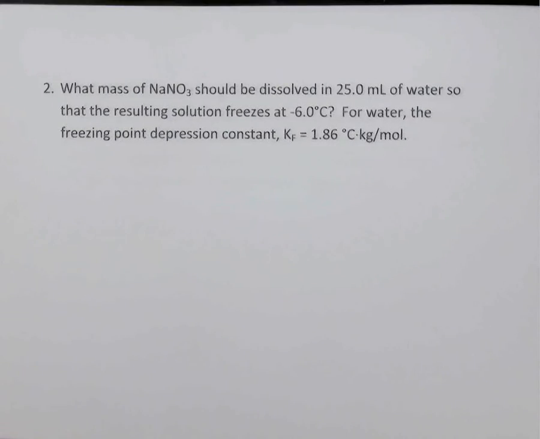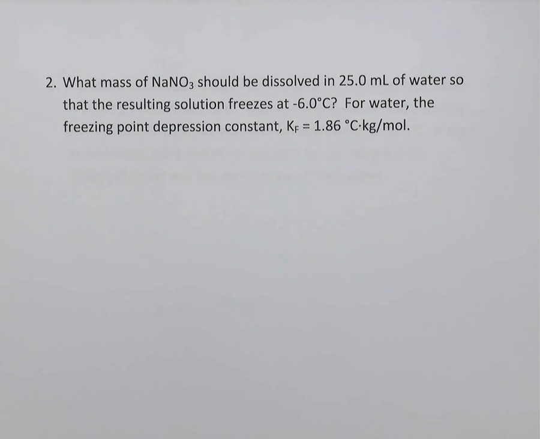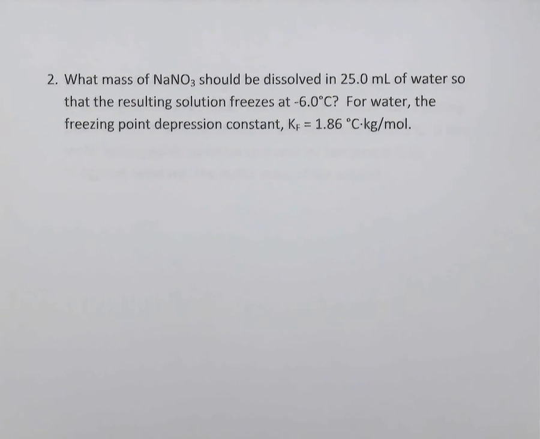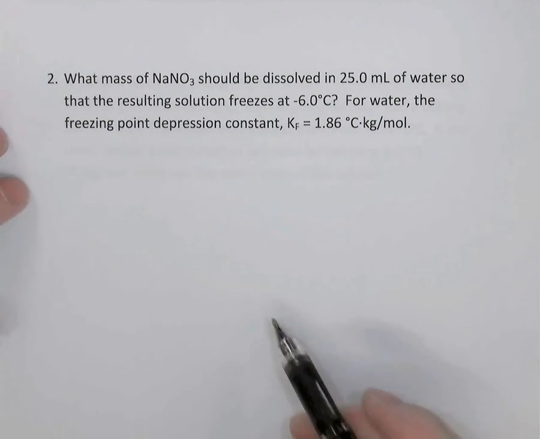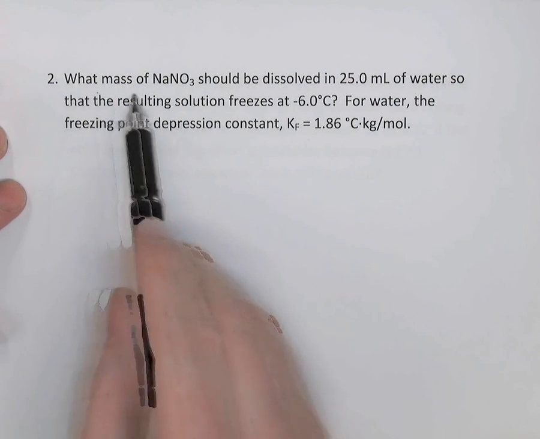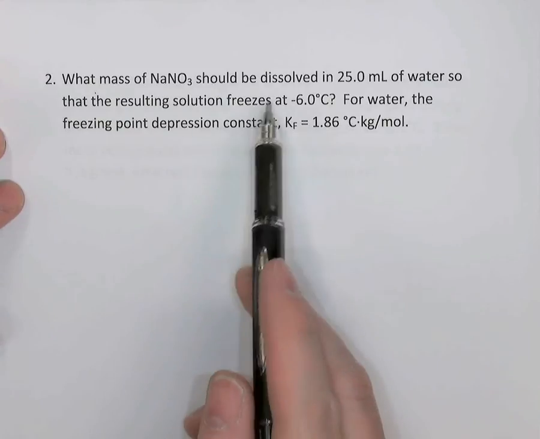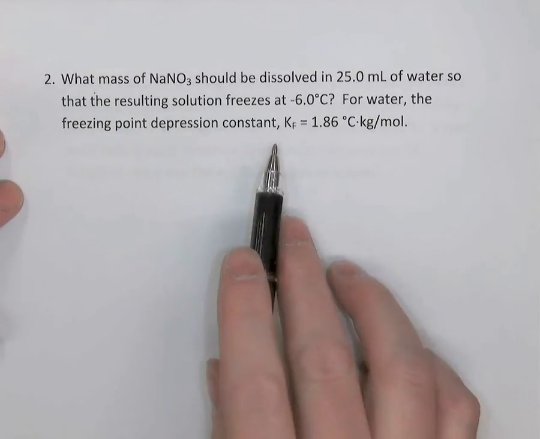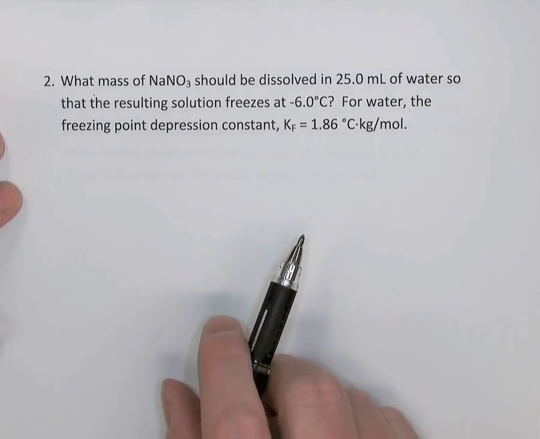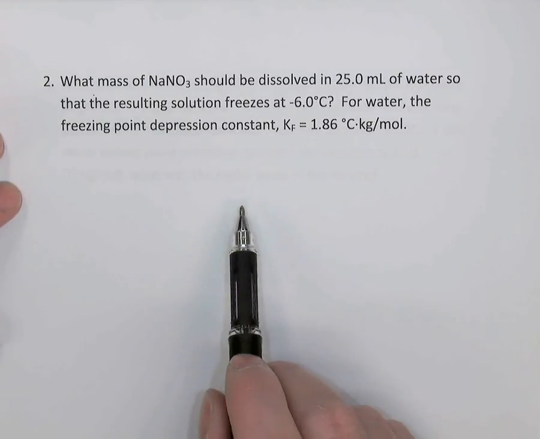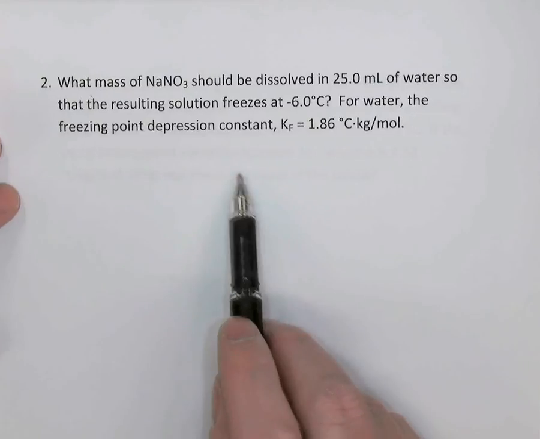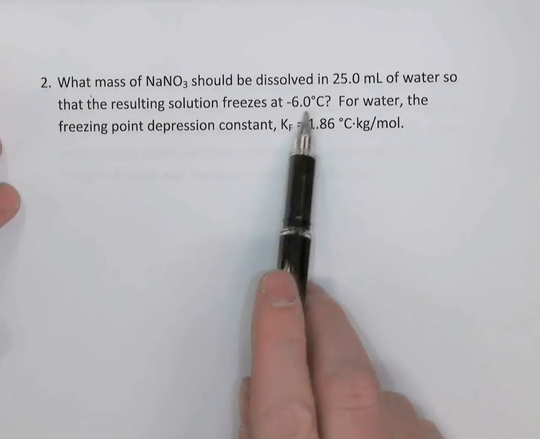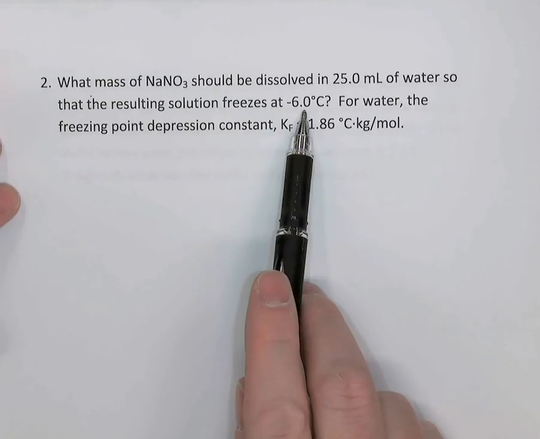A second example. I see a Kf value in the question, I see the phrase freezing point, so I'm getting comfortable now. This is a freezing point question, but let's jump in. What mass of sodium nitrate should we dissolve in 25 mL of water so the resulting solution freezes at minus 6 degrees Celsius? And we're given the Kf value for water. So this question sort of reverses things a little bit. We know what the final freezing point of our solution should be. It should be minus 6.